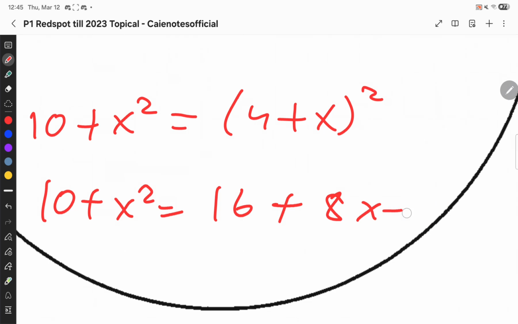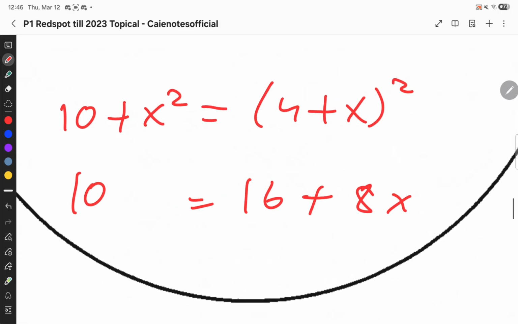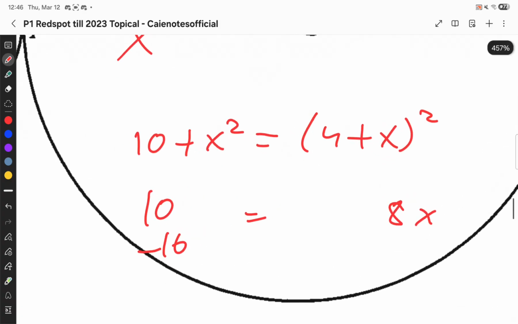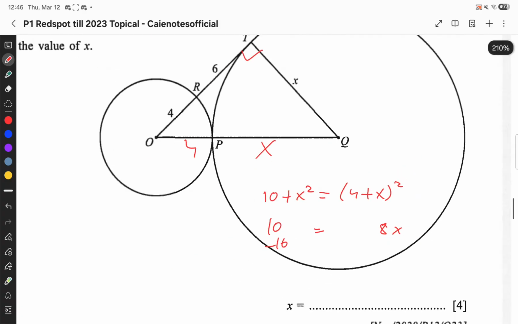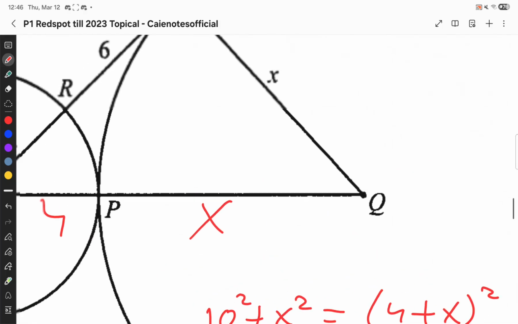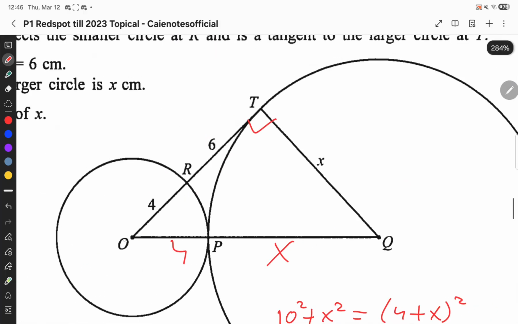No omission. Okay, omission by only one angle. This is 10 minus 16. What? Oh no, 10 squared. Yeah, see, this is how you make mistakes. You forget one thing and you get it all wrong. This is 10 squared. This 4 plus 6 is equal to 10.